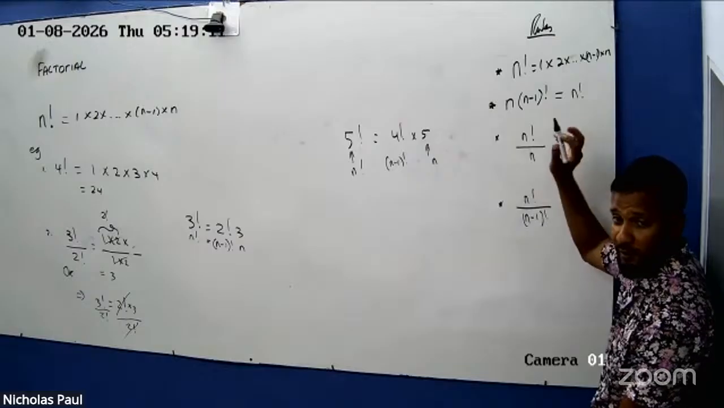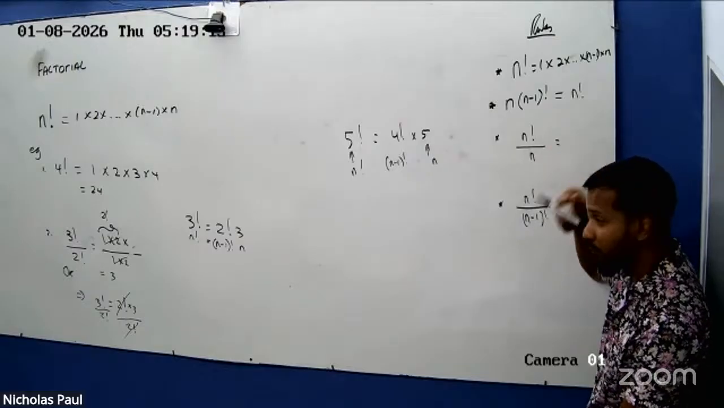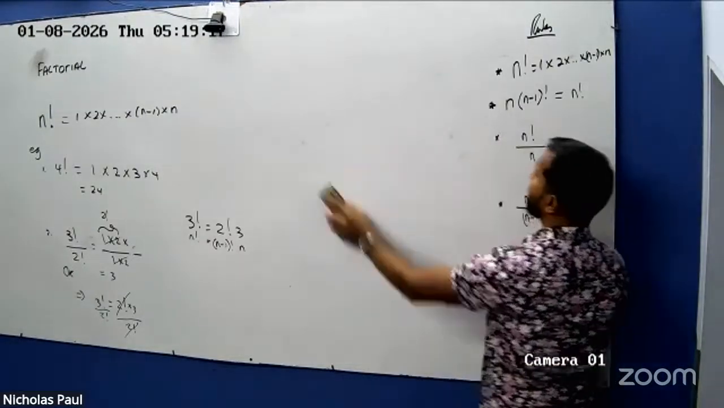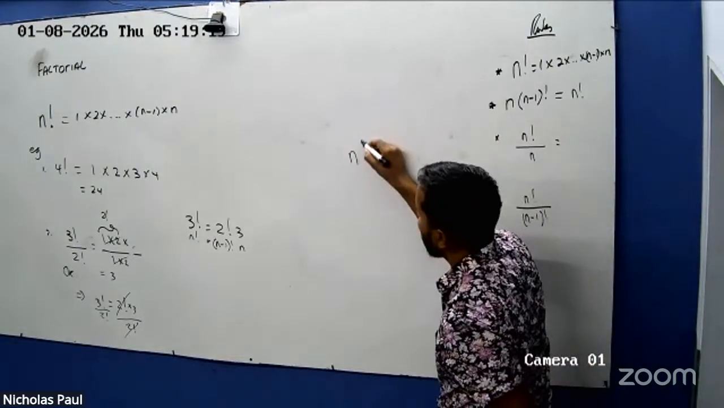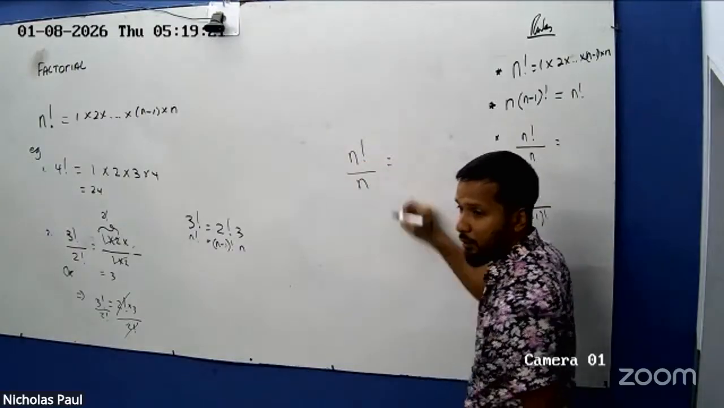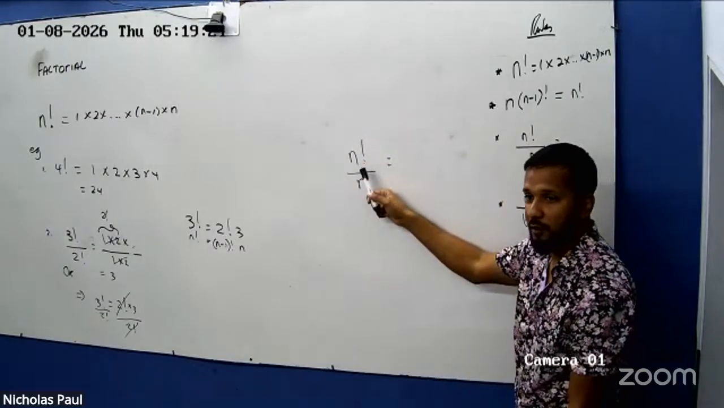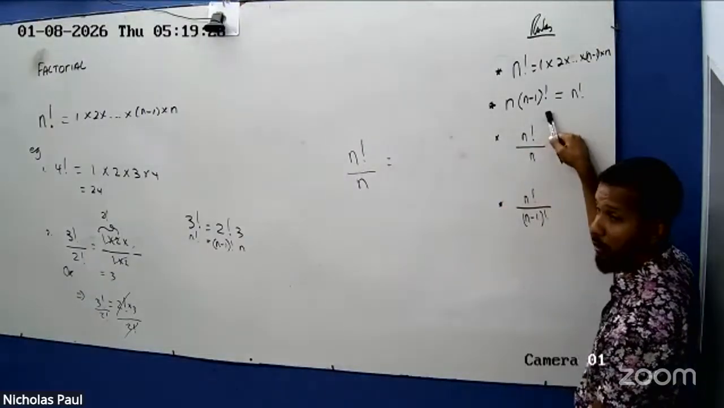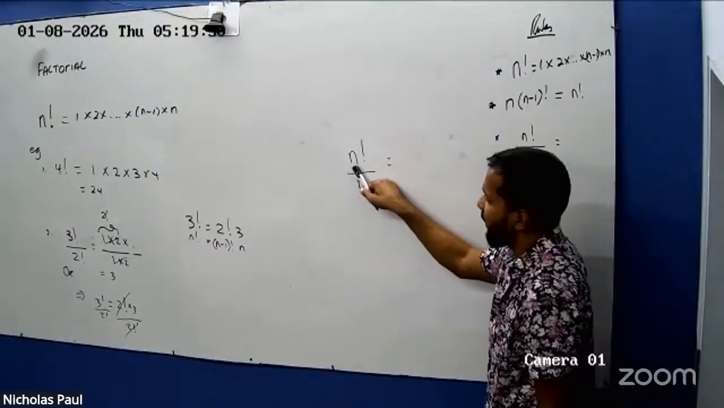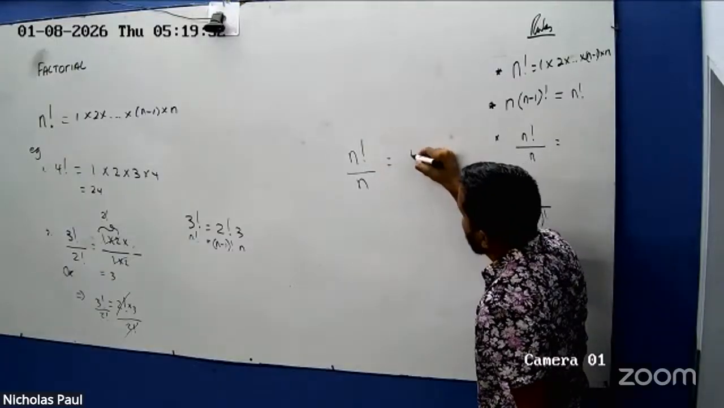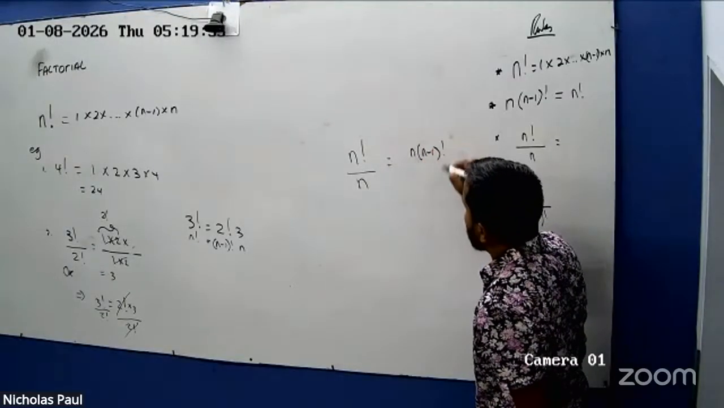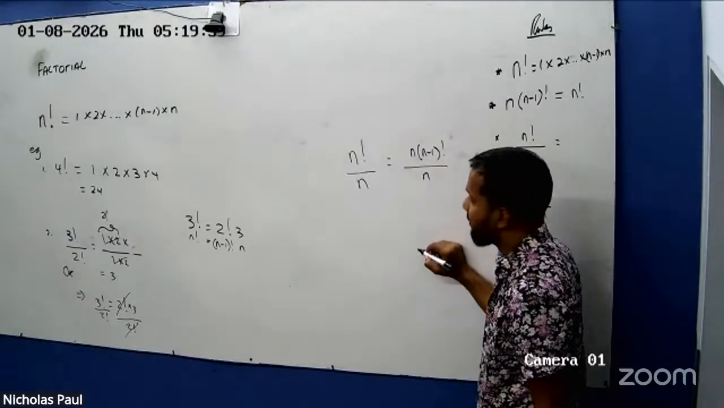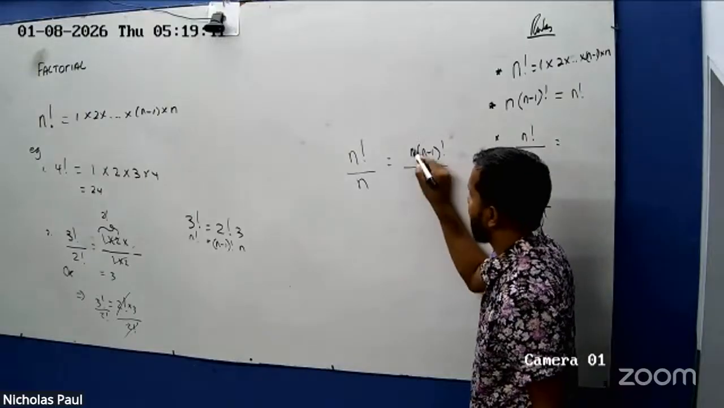Who is lost? So what will this one be? n factorial over n. Write down what you learned about n factorial, which is n times n minus 1 factorial, and then divided by n. What will happen?